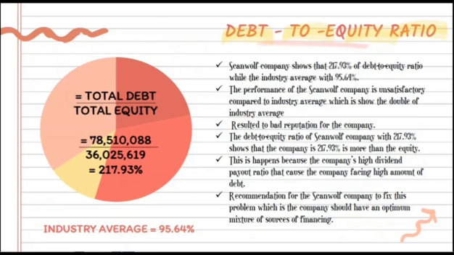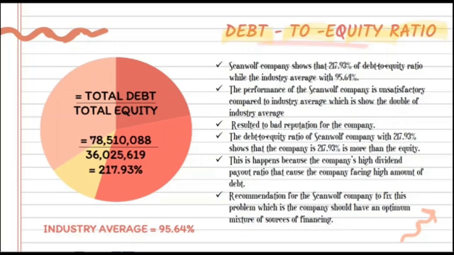Now we're gonna look at debt to equity ratio. Debt to equity ratio measures the relationship between the debt and equity. Does the company finance using debt or equity more? Okay, we're gonna look at the Scanwolf company, which has 217.93% of debt to equity ratio, while the industry average is 95.64%.